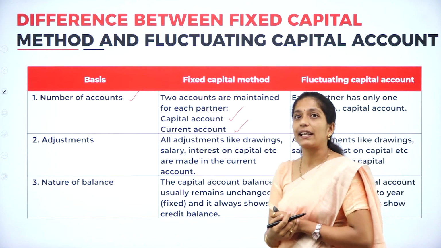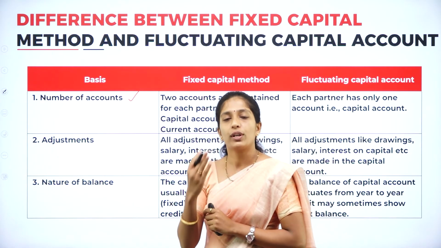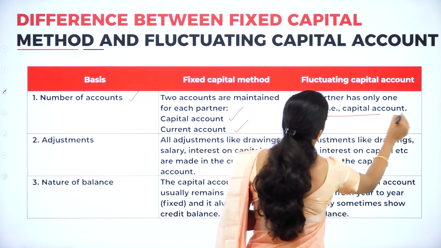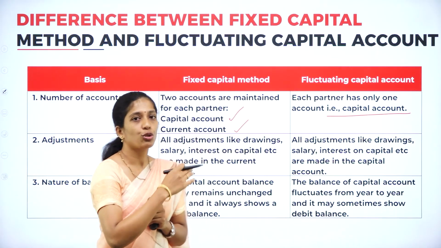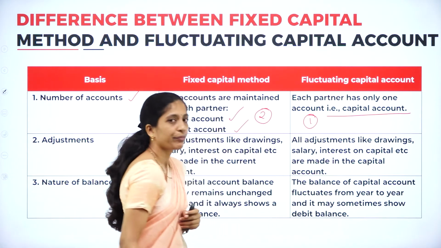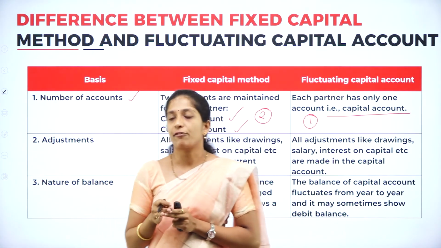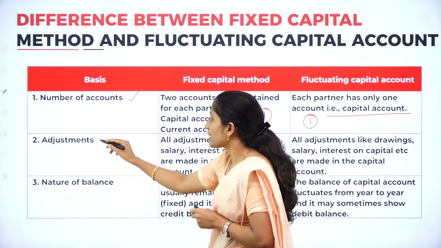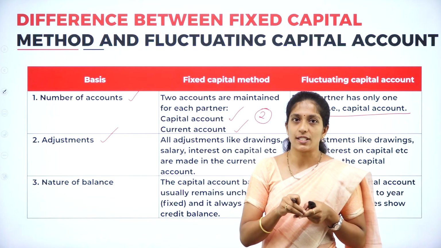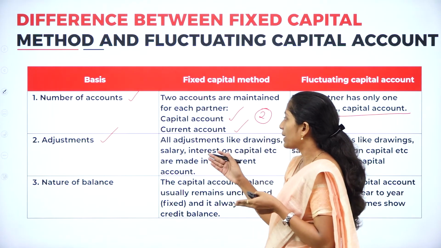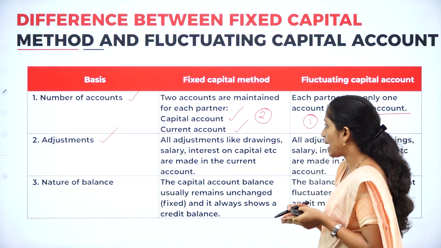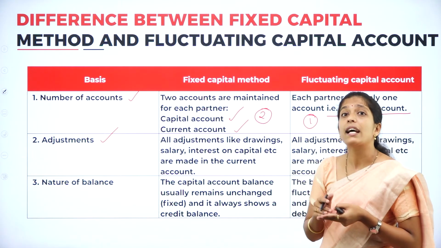Whereas in fluctuating capital method, we are going to maintain only one account, that is what? It is partners capital account. Here it is 2 accounts and here it is only one account. Clear? So this is the first difference. Now coming to the second difference, adjustments. So where are we going to put all the adjustments? Under fixed capital method, all adjustments like drawing, salary, interest on capital, etc. are made in the current account.